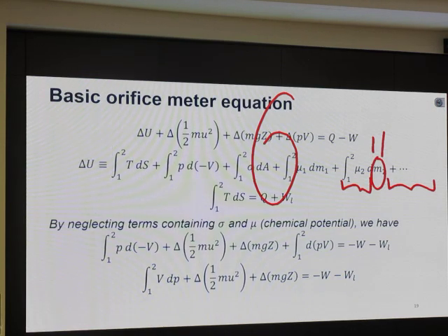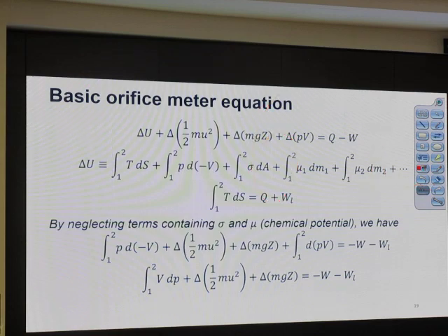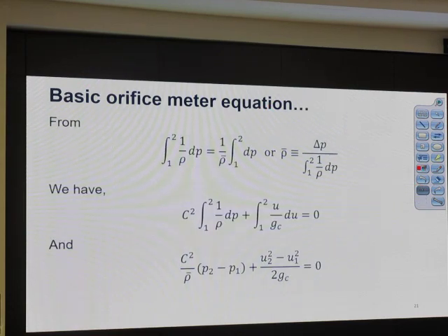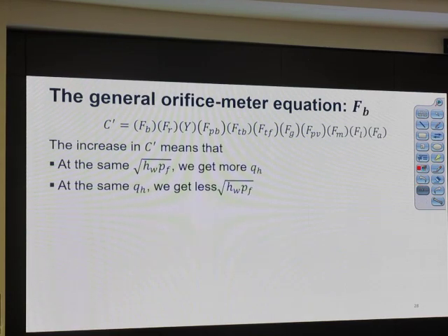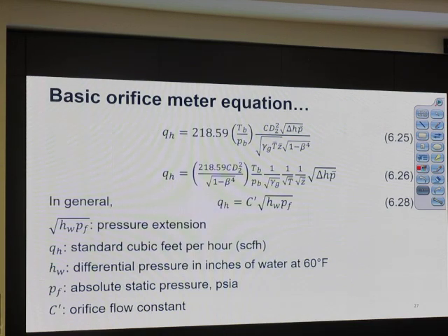Here's the equation associated with it. There's a derivation, and more derivation, and at the end you get this. The final form is Q equals C prime times the square root of HW and P sub F. HW is differential pressure in inches of water at 60 Fahrenheit. Pressure is absolute static pressure, PSIA.